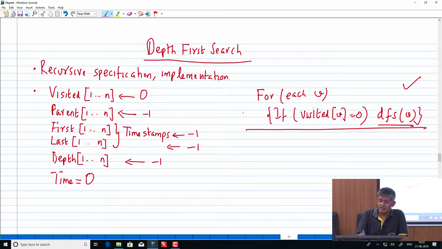DFS is always run like this, right? I mean, if you have to think of DFS correctly, then it basically runs like this. There is an outer visited array. You iterate over that array. Whenever you find that a vertex is not visited so far, you start a DFS from there. That is a full DFS.